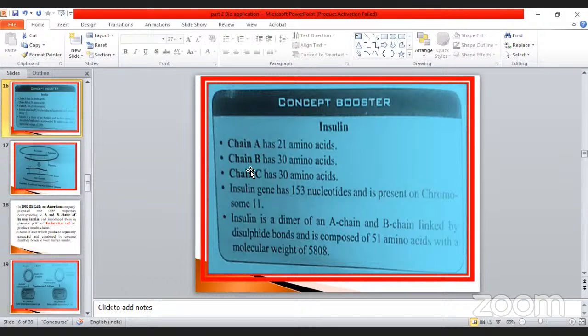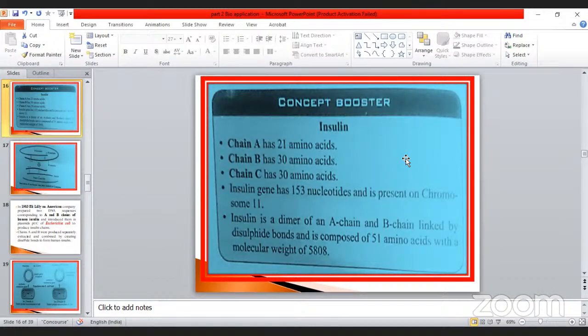What are the amino acids there? This is also very, very important. Insulin has two types of chain. Chain A has 21 amino acids. Chain B has 30 amino acids. Chain C has 30 amino acids. So total, how much is that? 81. So there are 81 amino acids.